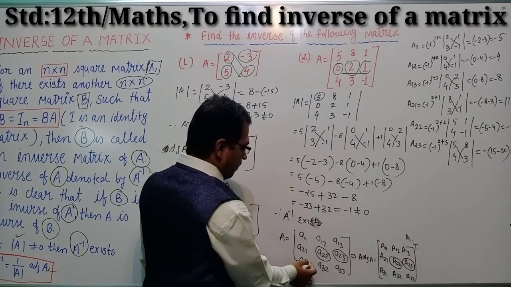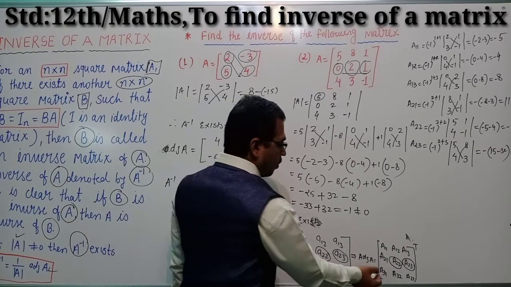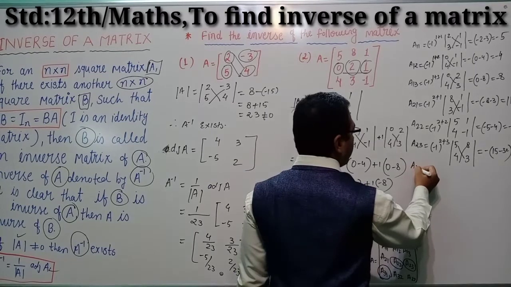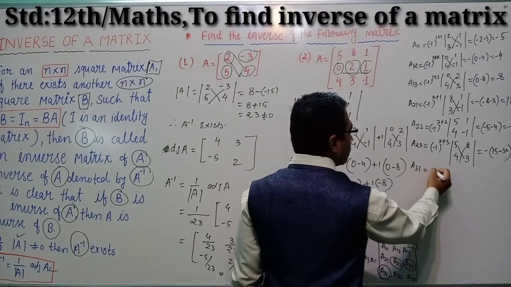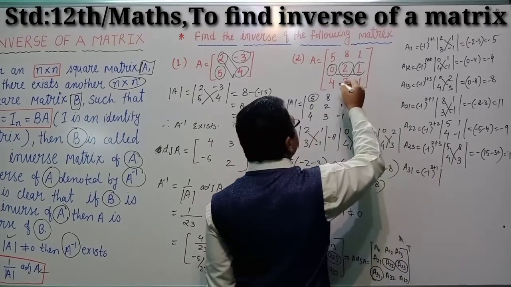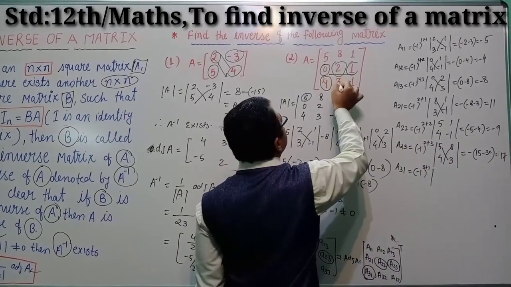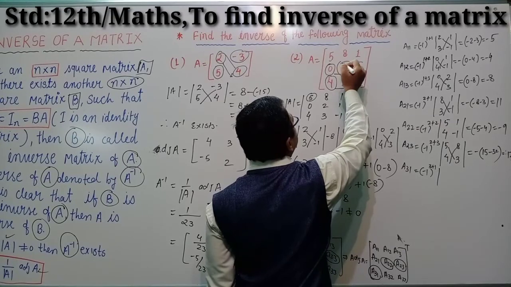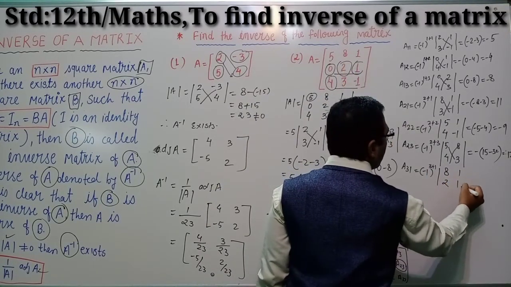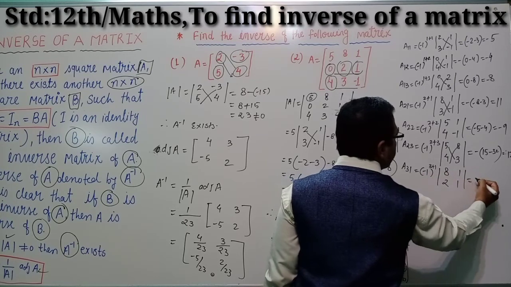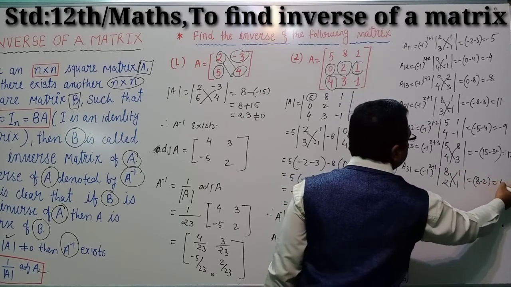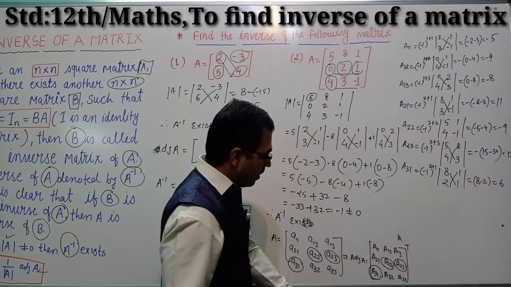Now cofactor of A31. The cofactor of A31 is capital A31, right? So minus 1 is to the power 3 plus 1. So cofactor of A31 means 4. So do not write these element and these element. So 8, 2, 1, 1. So this will be positive integer. 8 minus 2, 6. Okay.